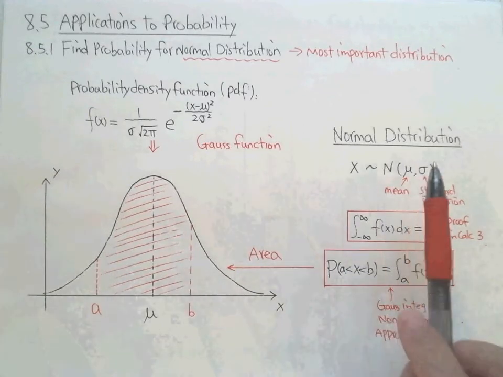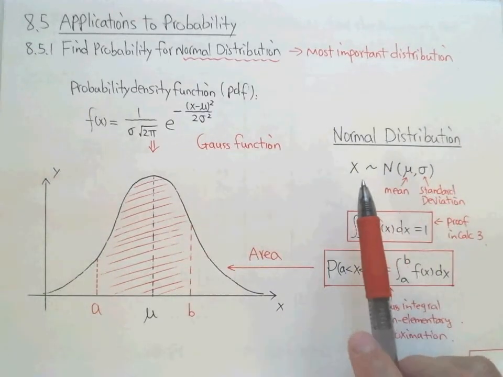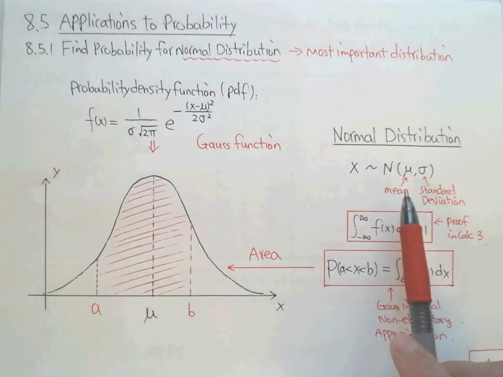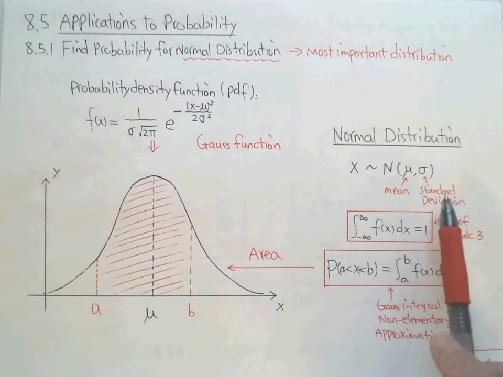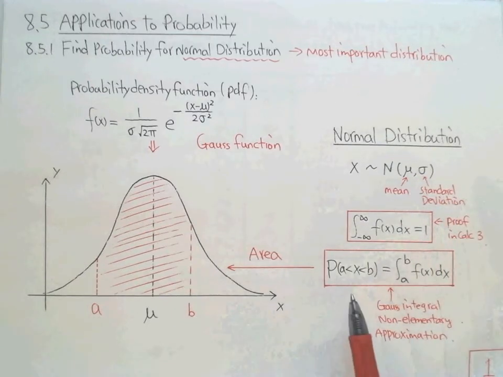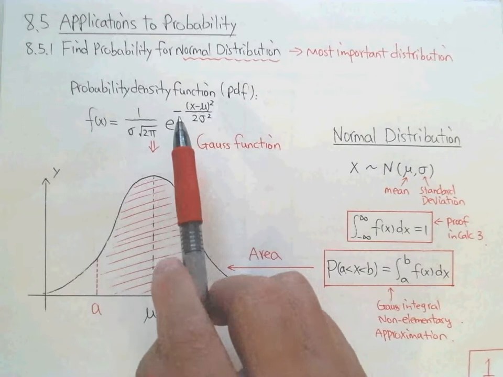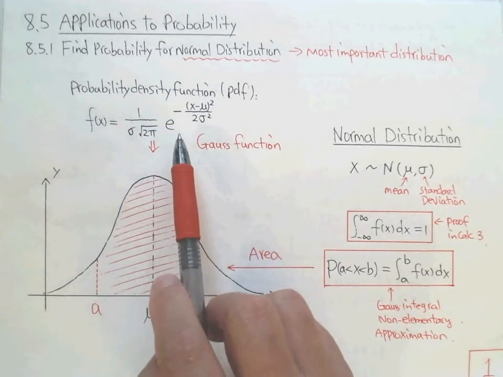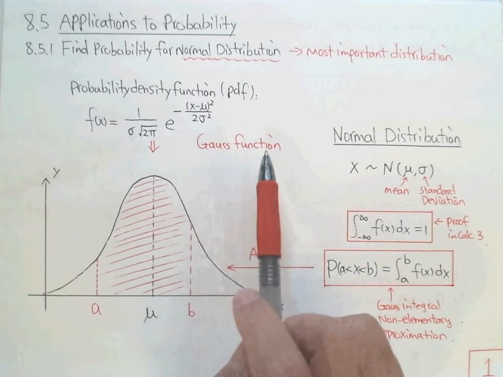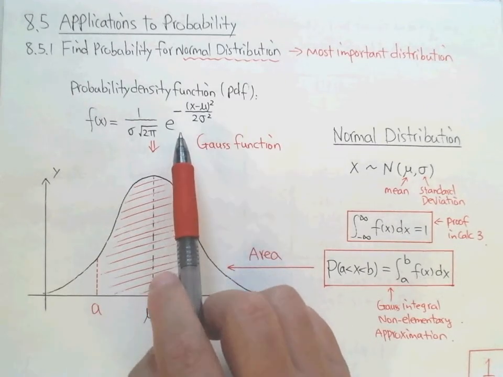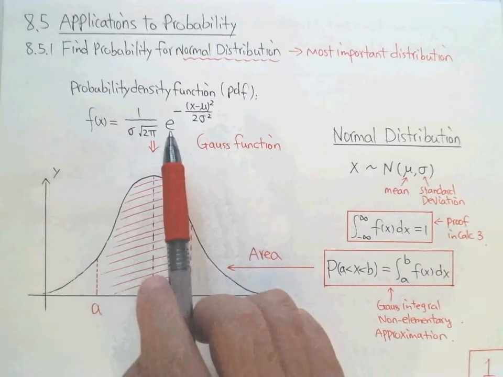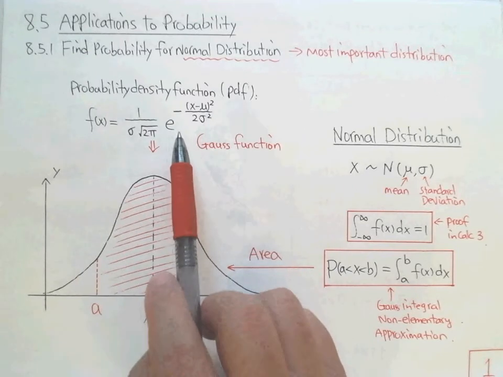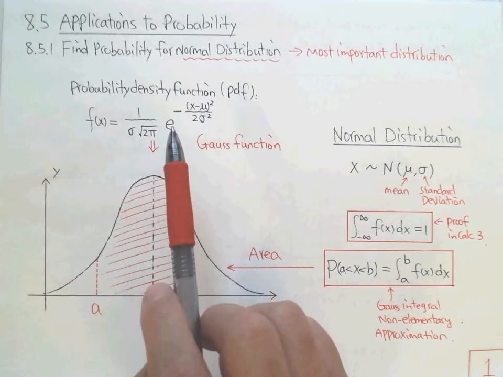If a continuous random variable x follows the normal distribution, mu is the mean, the average, and sigma is the standard deviation, and we will have the PDF. The probability density function is here. This is exactly the Gauss function, or Gaussian function, we learned before, and its integral is a non-elementary integral. Do you remember that? It means we cannot find the elementary antiderivative for the Gauss function.